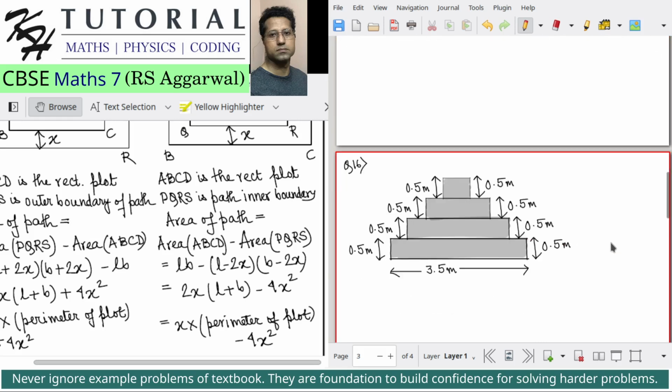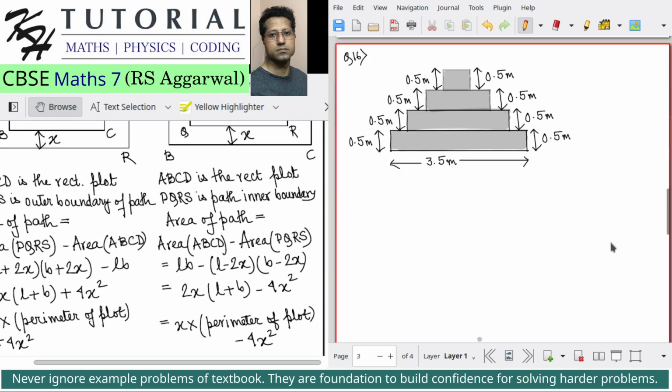Okay, let's do the last problem. So we have to find the area of the shaded region. This is a kind of stairs where the height of each stair is 0.5 meter, and the length of the bottommost rectangle is 3.5 meter. Now it is not given in the book. What is the length of this?